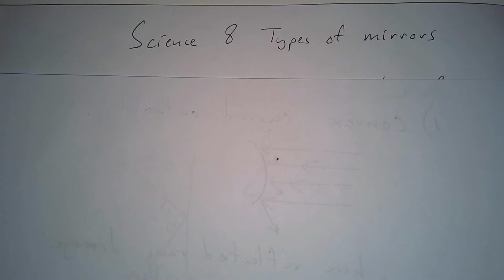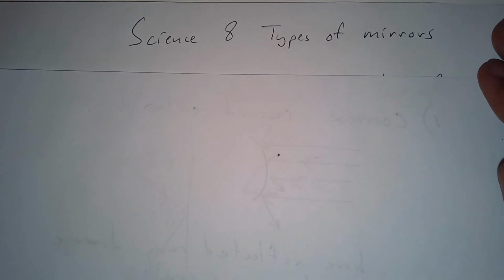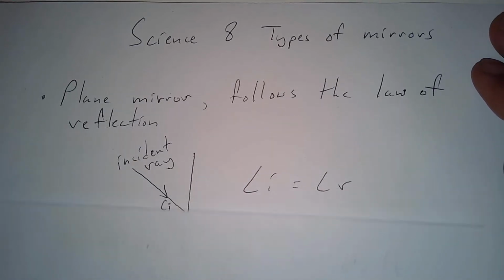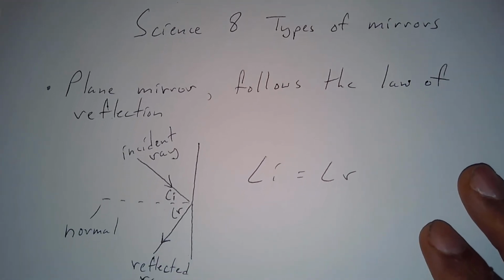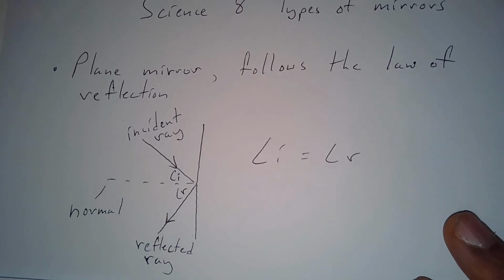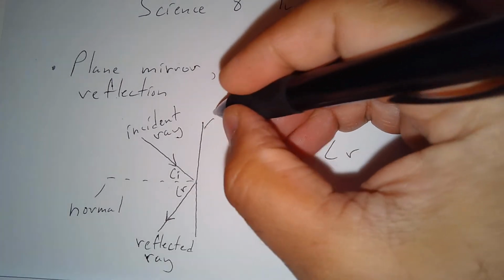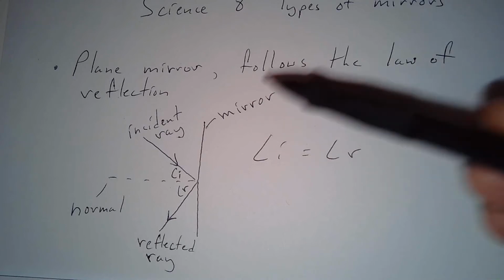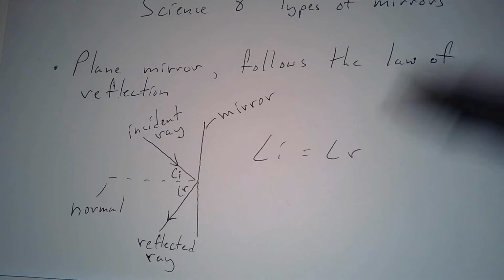All right, you can take these notes down. You can print this off if you have a printer, or you can just write these down. So the first one we'll look at is a plane mirror. That would be this one, and what it does is it follows the law of reflection. So here's your mirror. Plane means flat. So it's a straight, flat mirror, just like a ruler.